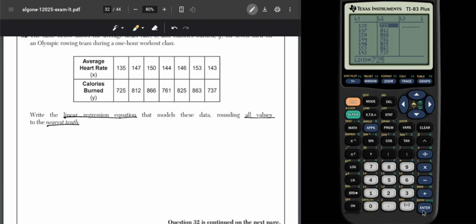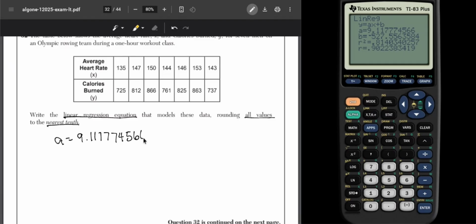Now, you're going to stat, calc, 4, enter, linear reg, enter. Now you're going to have your values. So I'm going to write them down and then write my equation. So my A is 9.117774566. My B is negative 527.5563584. So I'm going to write my equation as y equals.